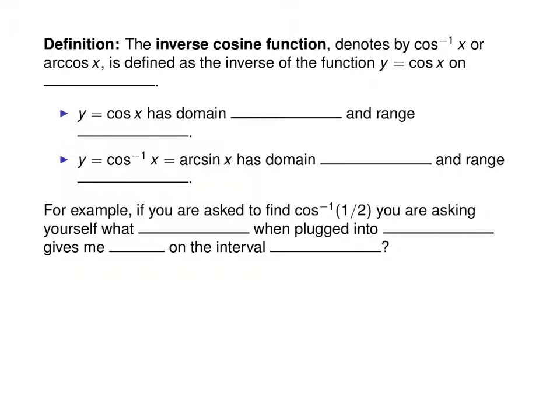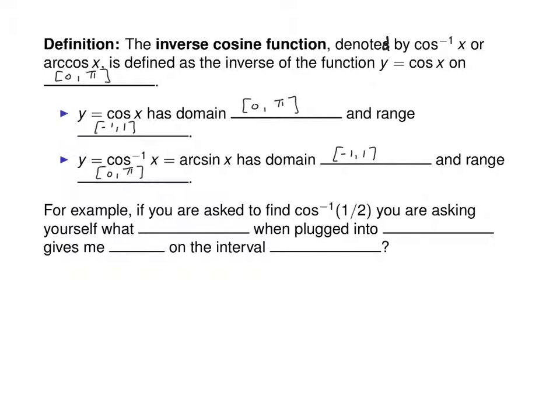So here we go, inverse cosine function. Okay, so this is defined as the inverse function of cosine on the interval from 0 to pi. So the domain of cosine is going to be 0 to pi. What's the range going to be? What were all the y values that your cosine function hit? Negative 1 to 1. So what will be the domain of the inverse function? Negative 1 to 1. And the range will be 0 to pi.